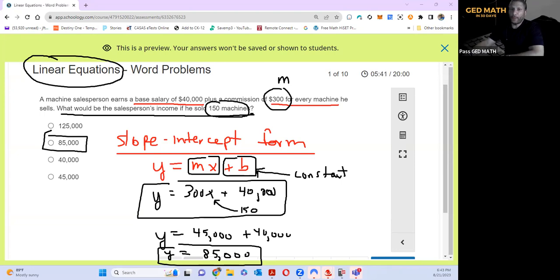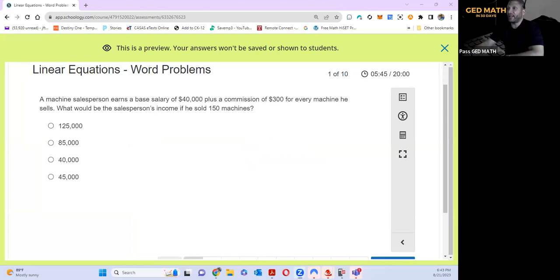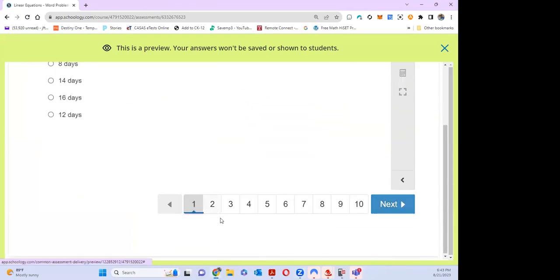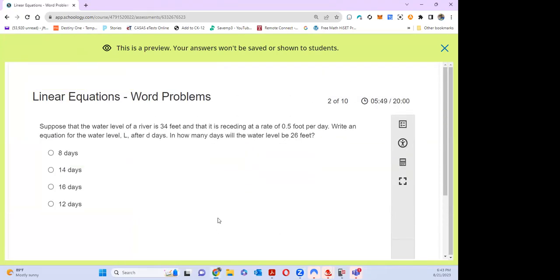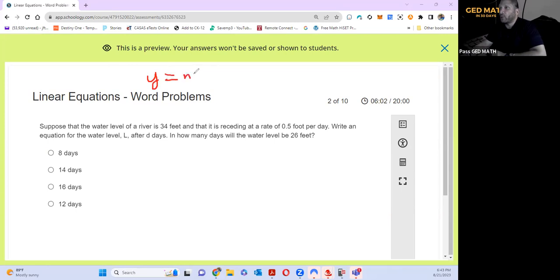So important. Let me save this, put it out of the way, and clear it. Let's try another one. That was a good one. Let's look at this one. Another word problem, but again, identify your givens. We already know it's a linear equation, so we already know we're starting with y equals mx plus b. What I'm going to ask you now is what's going to change and what's going to stay constant.